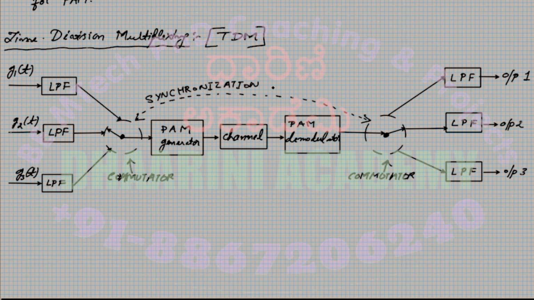This is the synchronization mechanism. Both the commutators are synchronized. The second commutator has a specific name called the decommutator. In the sense, the commutator will pick up from the second one, the decommutator will deliver to the second. When it is picked from the first LPF, it will deliver to the first, and so on. So that's why the name is decommutator.